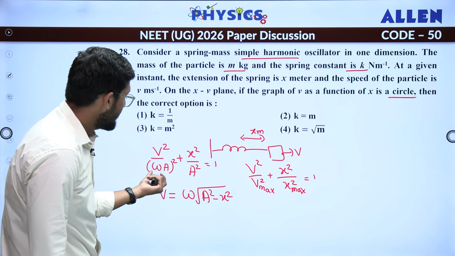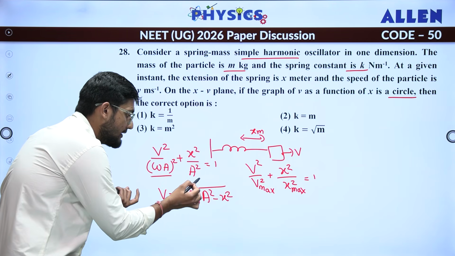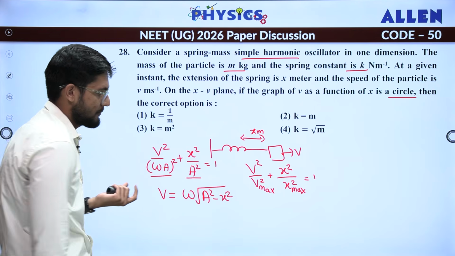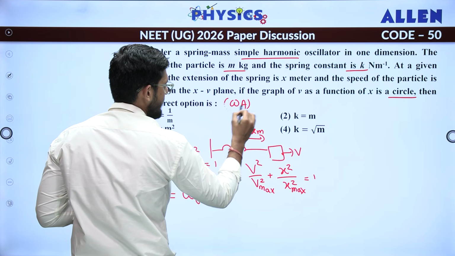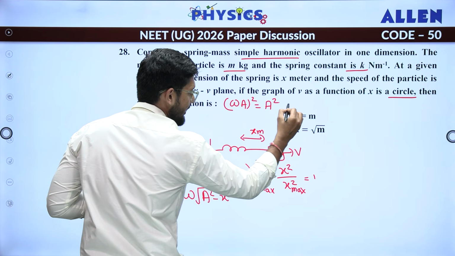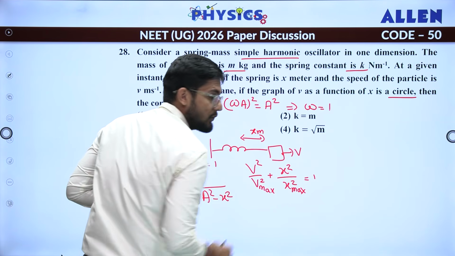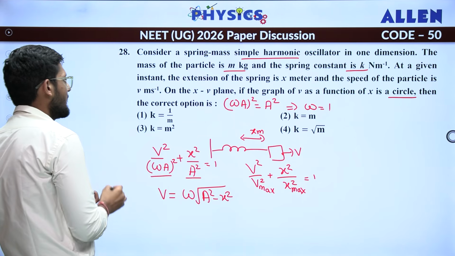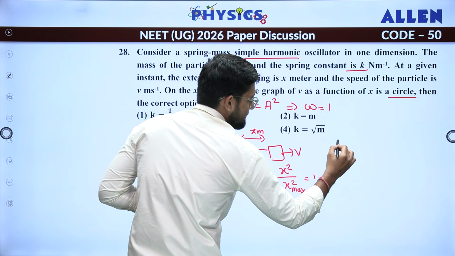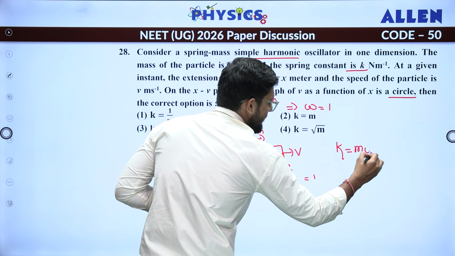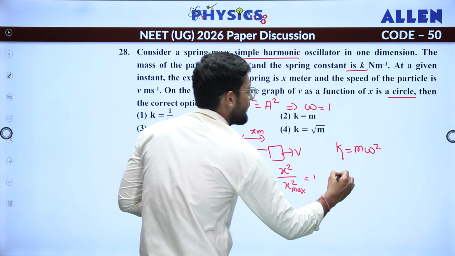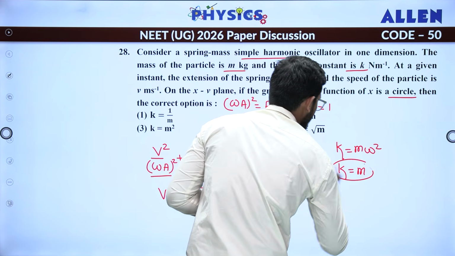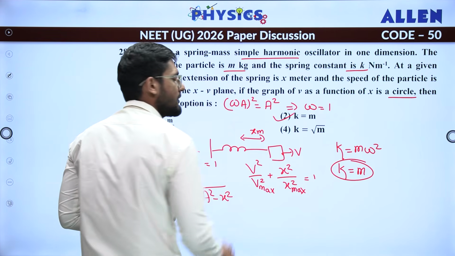And to make this a circle, we need this and this to be same, which means that (omega a) square should be equal to a square, which gives us omega as 1. And you know one formula, that k is equal to m omega square. Value of omega is 1, so value of k will be m. Second option.